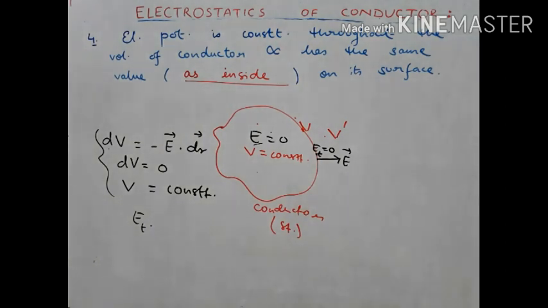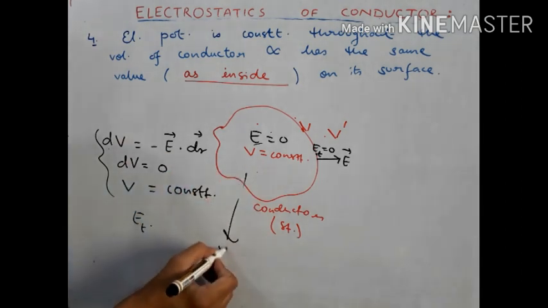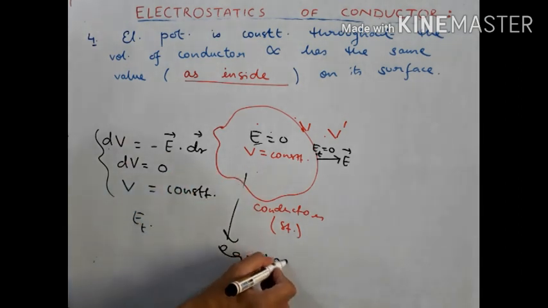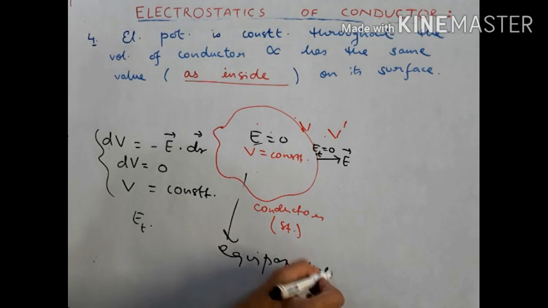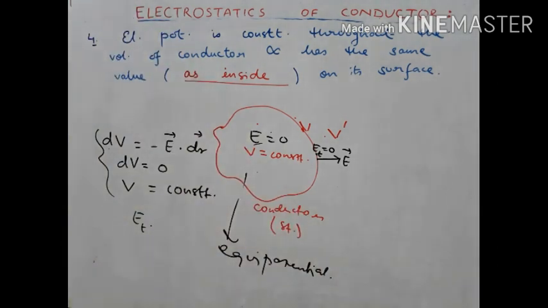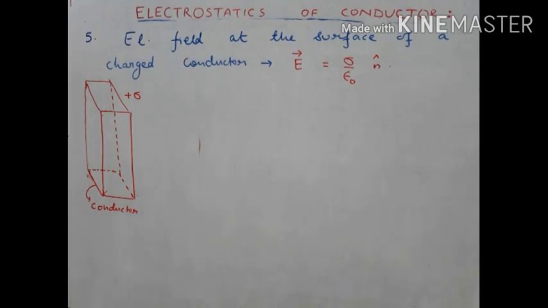That's why the entire conductor in static situation is equipotential. Is this clear, students? It must be equipotential. Okay, let's see the next property. The next property deals with the expression for electric field just outside the surface of a conductor, charged conductor.